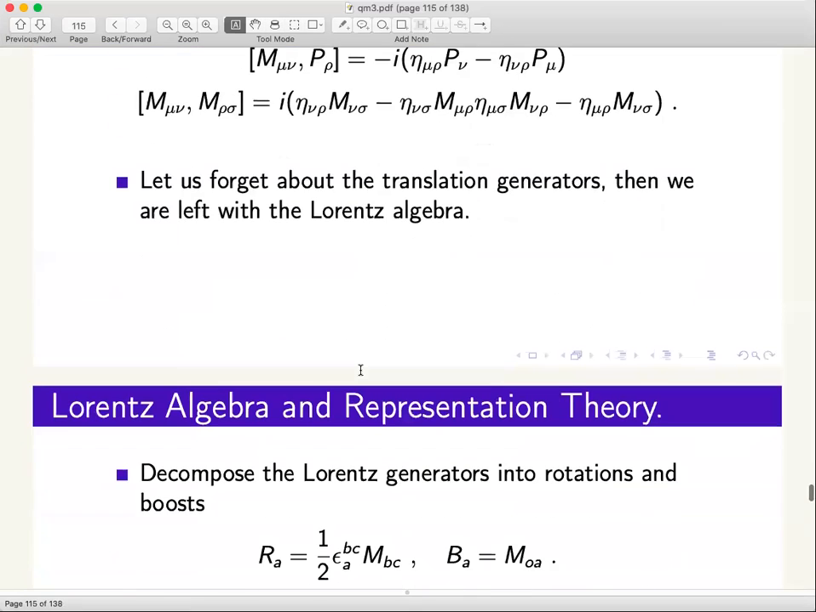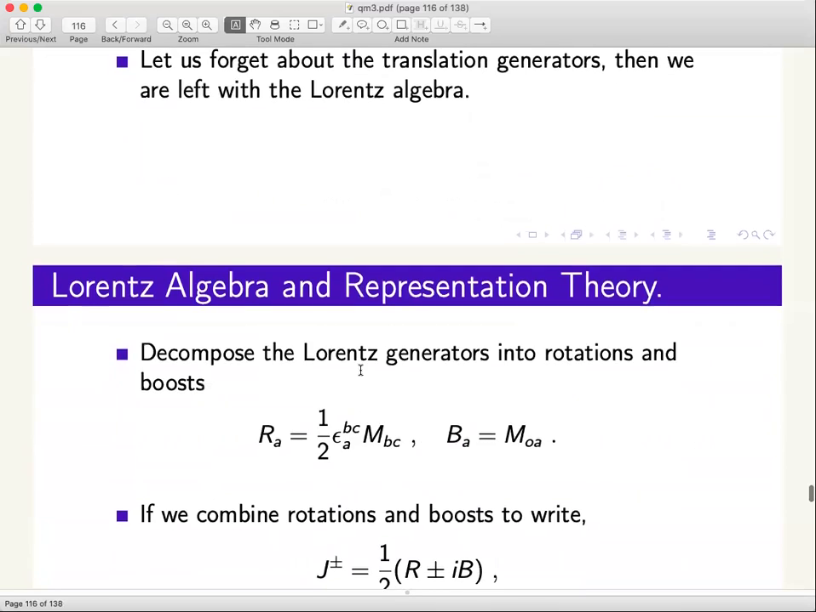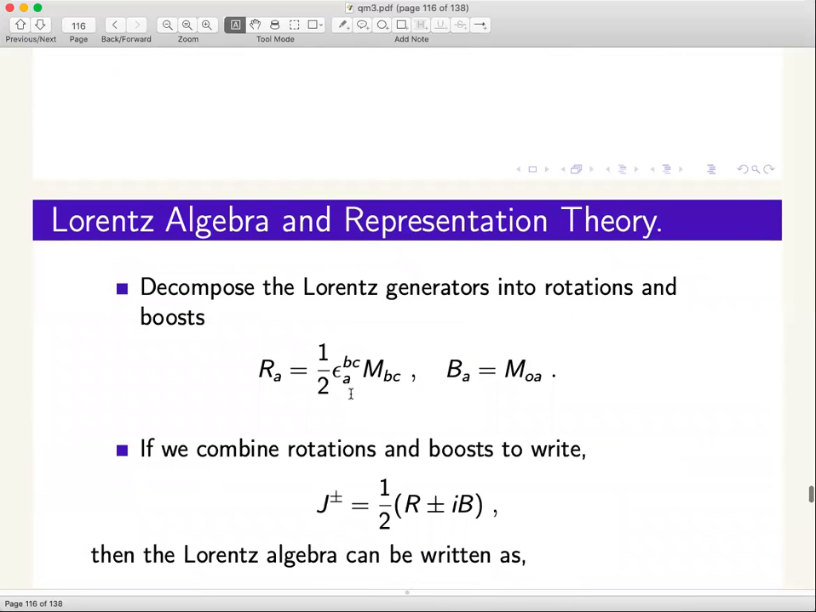Whatever I said just now is this statement that if you want to look at the rotation generators R_A, you can write them in terms of M_BC as half epsilon_ABC M_BC, where A, B, C take values 1, 2, 3 only, and mu takes 0, 1, 2, 3. And B_A are the boost transformations, where one direction is the time direction and the other direction is a space direction. So B_A is M_0A.